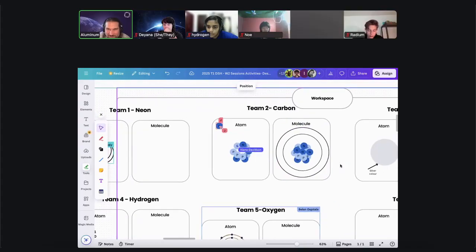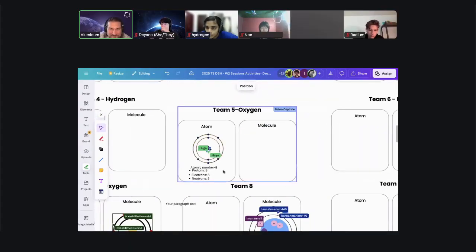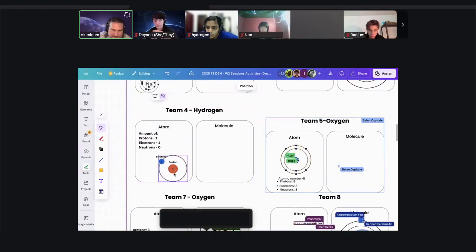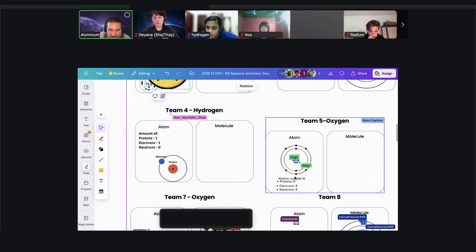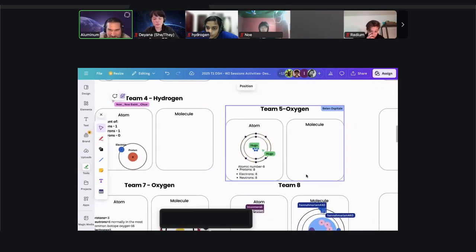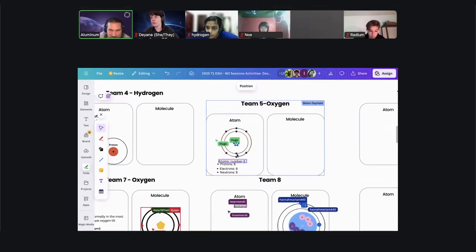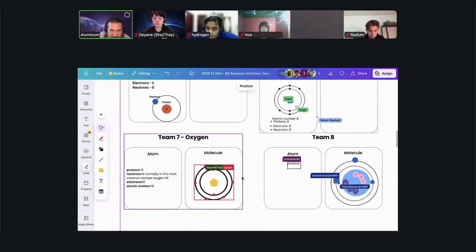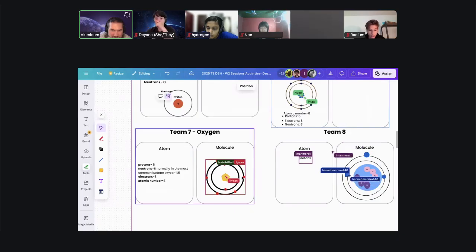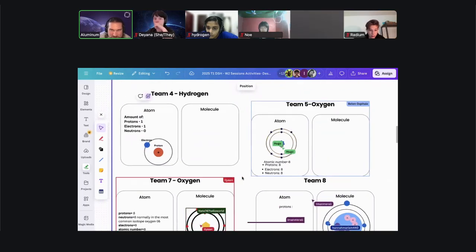All right, we got carbon. There's a lot going on. All right, hydrogen. Boom. There we go. Positive, proton, electron. Boom, boom. Neutrons. Nothing. Oxygen. Boom, boom, boom. There we go. All right. Neon, we're working on it. Okay. And oxygen.